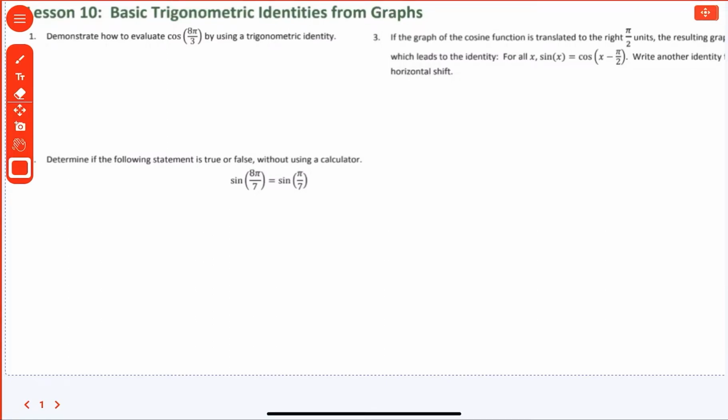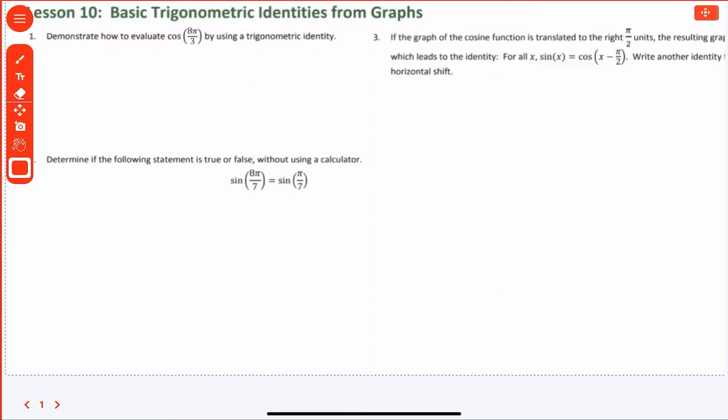Okay, this is Algebra 2, Module 2, Lesson 10, Basic Trigonometric Identities from Graphs. I want to show you the simple ways to do these. Okay, hopefully you're getting a little bit of a grasp on the radians though. And let's look at number 1.